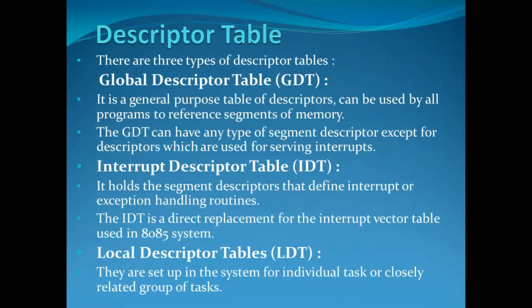There are three types of descriptor tables. Global descriptor table, which is known as the GDT. The global descriptor table is also known as a general purpose descriptor table and can be used by all the programs to reference the program segments of the memory. GDT can have any type of segment descriptor except for descriptors which are used for serving the interrupts.